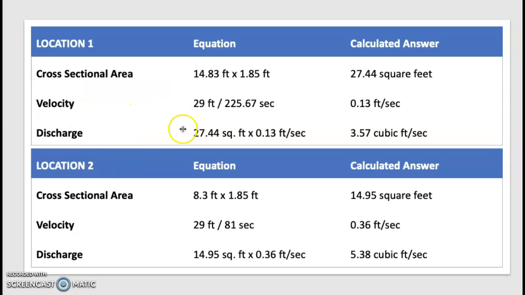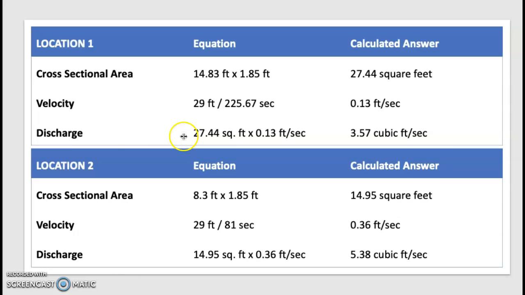The cross-sectional area of the first location was 27.44 square feet, obviously going to be larger than the cross-sectional area of the second at 14.95 square feet. The velocity was 0.13 feet per second at the first location, and that was more than tripled, well, perfectly tripled, quite frankly, at the second location at 0.36 feet per second.